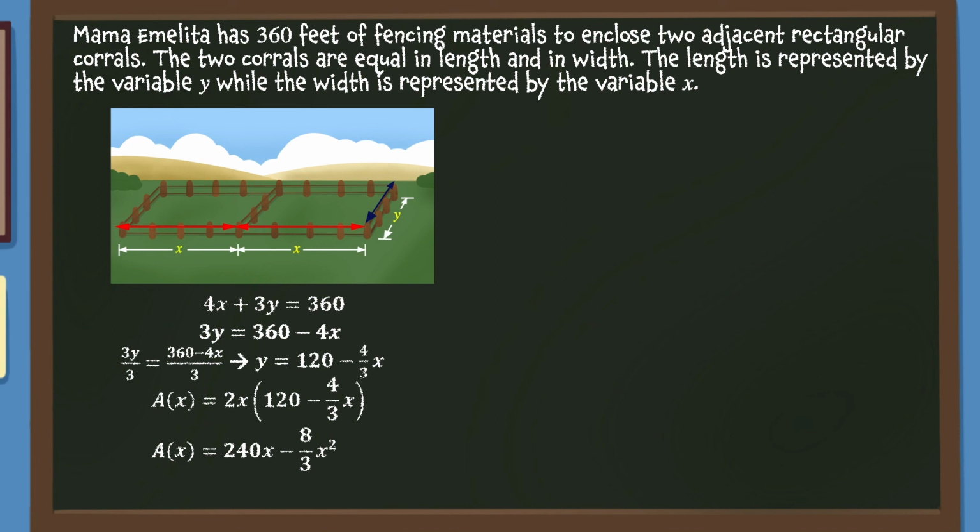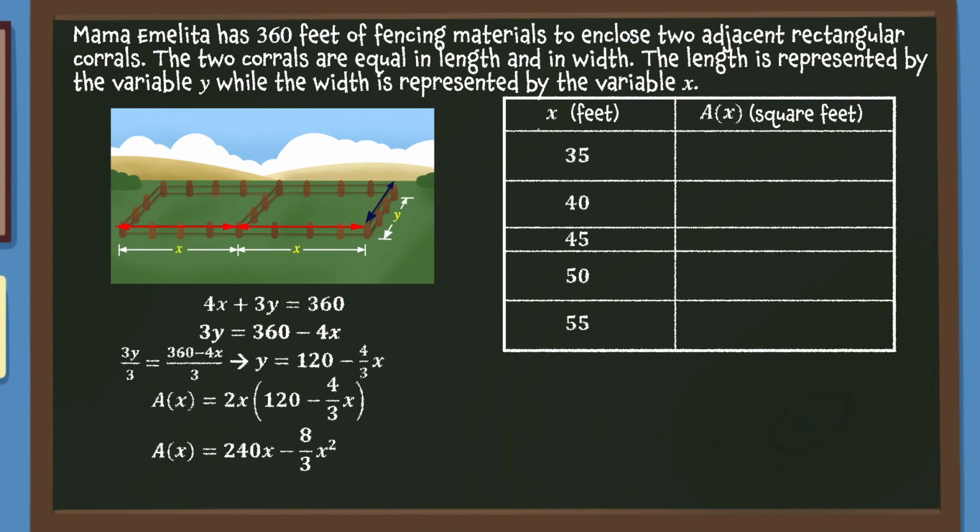At this point, let us determine the total area of the corrals at each given value of x. You may use a calculator. We shall record our answers in this table. When x is equal to 35, A of 35 is equal to 240 times 35 minus 8/3 of the square of 35. A of 35 must be equal to 8,400 minus 9,800 over 3.